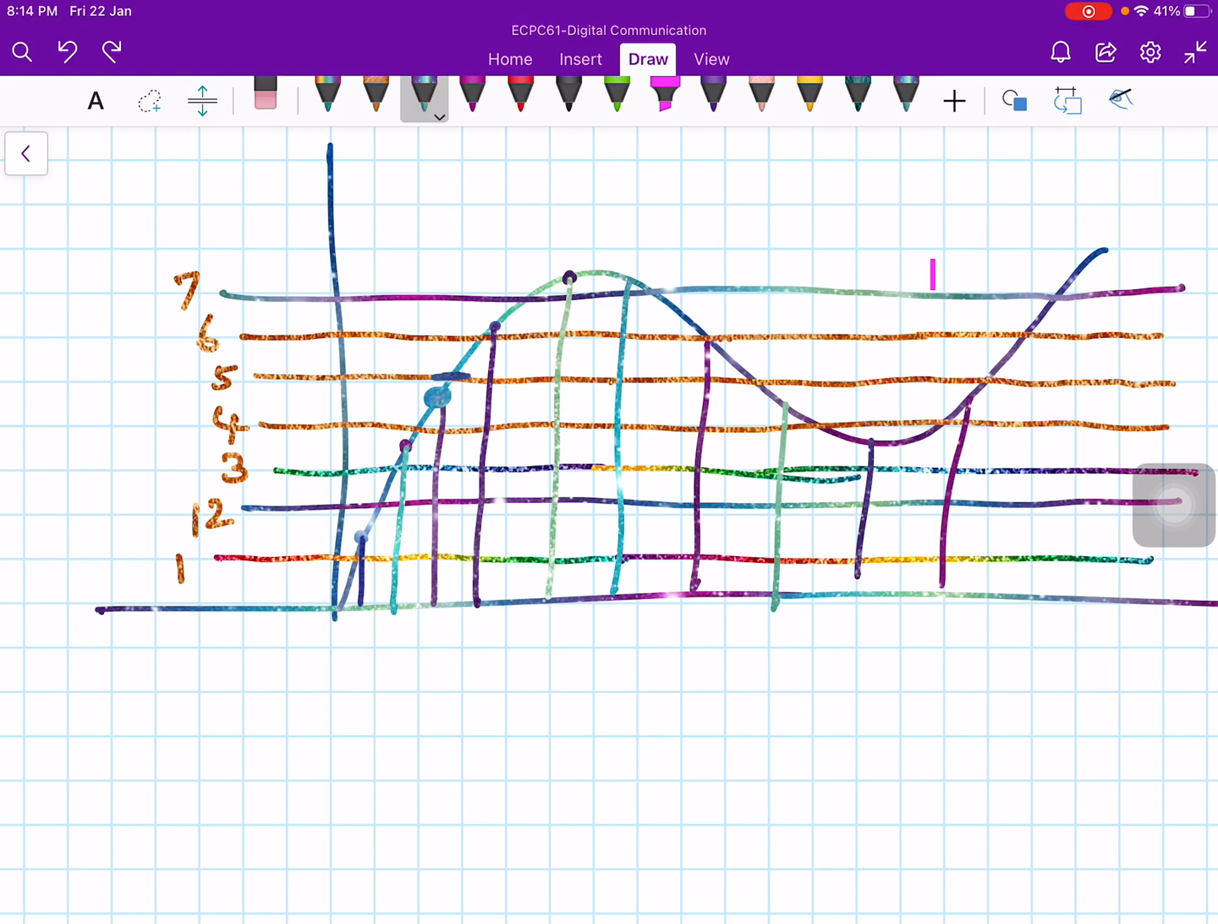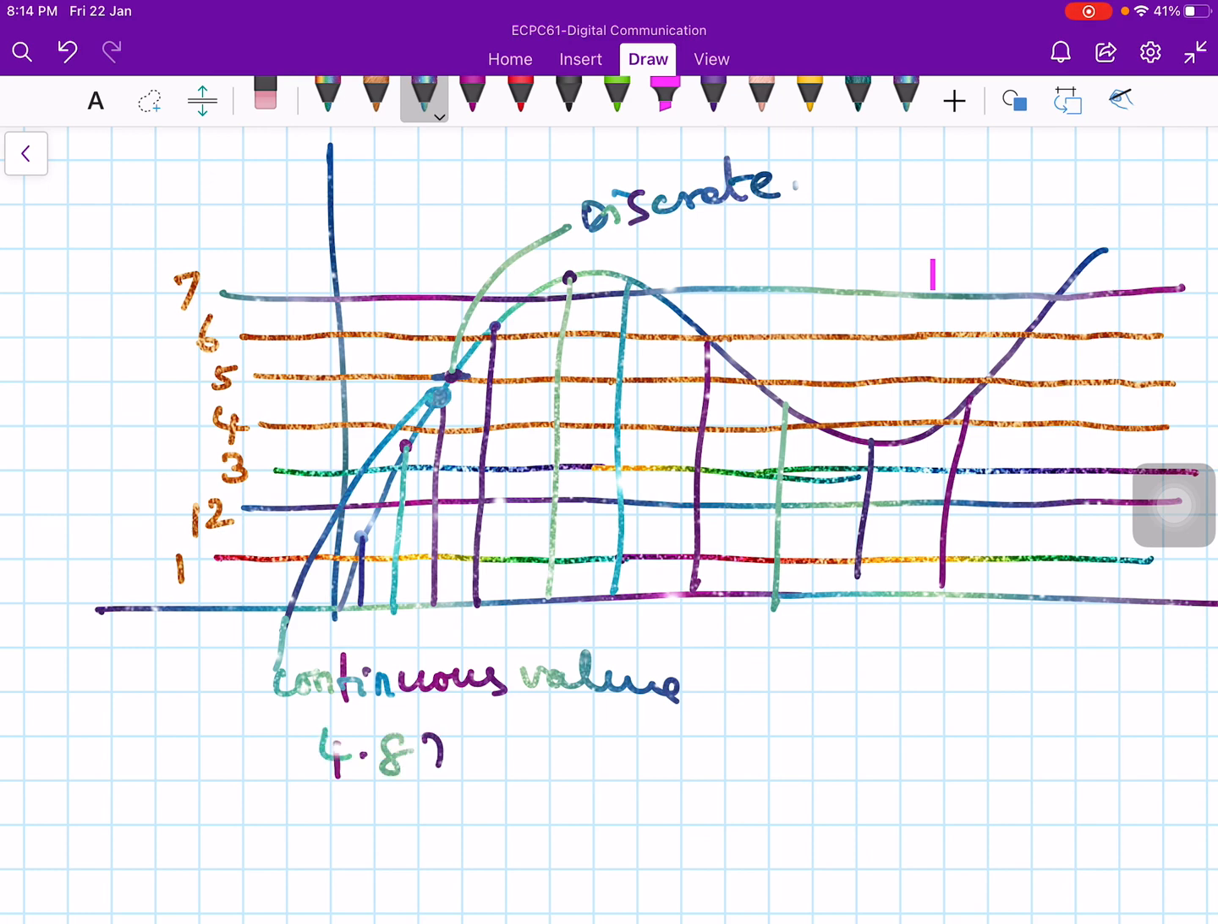So this value is rounded to this value, right? That's what your quantizer will do. This is a continuous value, and this one is a discrete value. For example, let's say this is 4.87295, then you round this off to 5. Similarly, you take this value, let's say 4.66784, then this is rounded off to this value, again 5 volts.